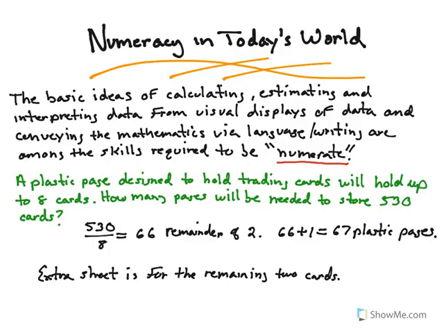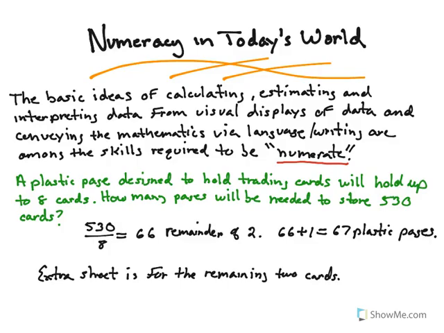So if you take the total of 530 cards and divide it by 8, because each page is designed to hold 8 cards, so we want to know how many 8s we'll divide into that 530, we'll get 66 with the remainder of 2. So that tells me that we need 66 bags, but the remainder of 2 will be another sheet that you'll have to add to put the remaining 2 cards in it.